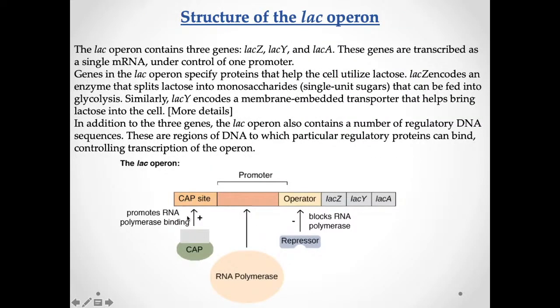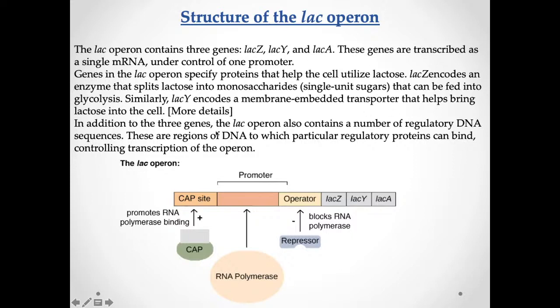Here we can see that there is a CAP site, an operator site, and a promoter site. And there are three genes producing lacZ, lacY, and lacA. These genes are transcribed as a single mRNA under the control of one promoter. lacZ encodes an enzyme that splits lactose into monosaccharides that can be fed into glycolysis. Then lacY encodes a membrane-embedded transporter that helps bring lactose into the cell.